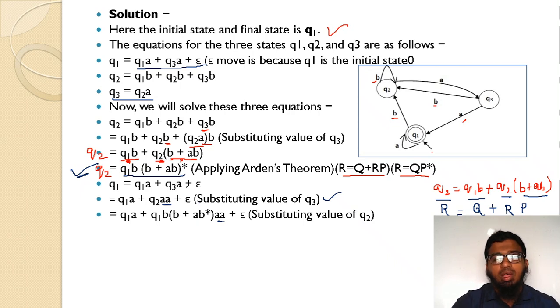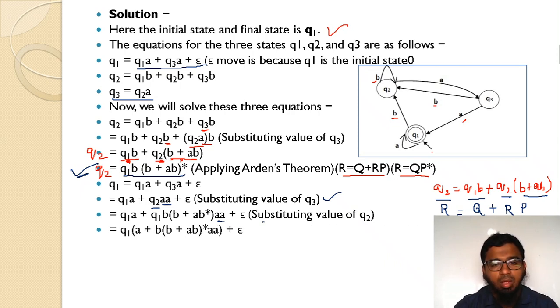Clear everyone? I hope you clear. Once again I will repeat here. The Q2 value we already got with this second equation. What is the answer? Q1B, B plus AB closure. This only in place of Q2. So after that, double A as it is I am writing here, plus epsilon. So this is how we substituted the value.